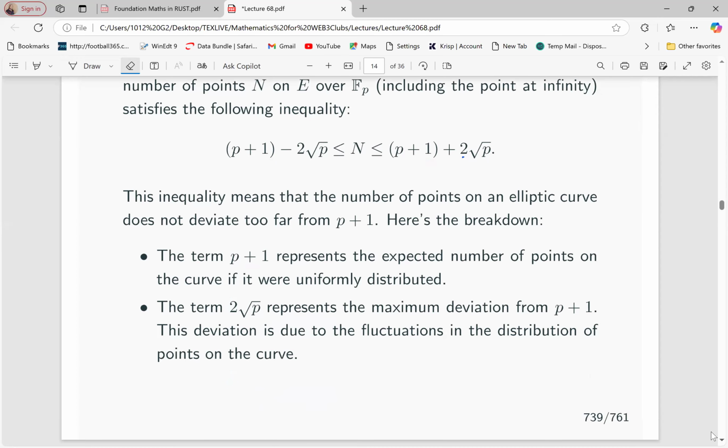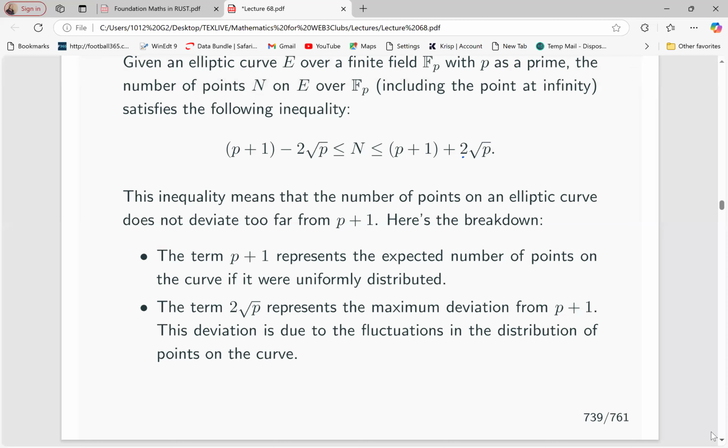So that is in cases where points are not uniformly distributed. But in most cases, these points are normally uniformly distributed. And in that case, if p is 7, then I just expect that I'll be having 8 points. If p is 13, then I expect I'll be having 14 points, if they are uniformly distributed, if there are no deviations.